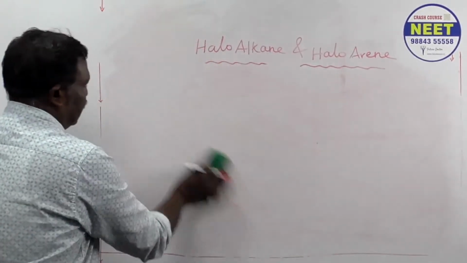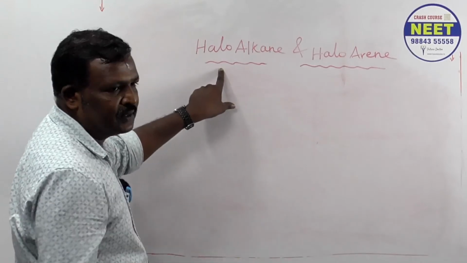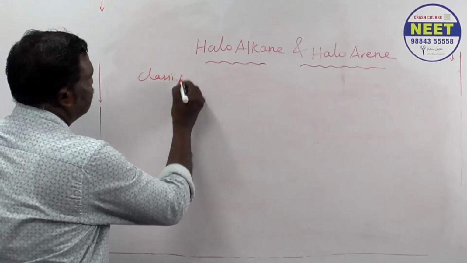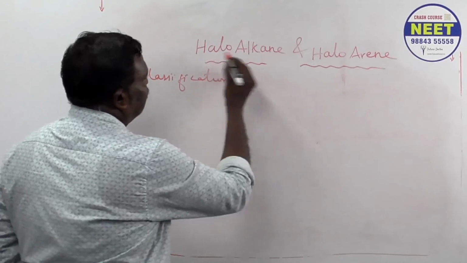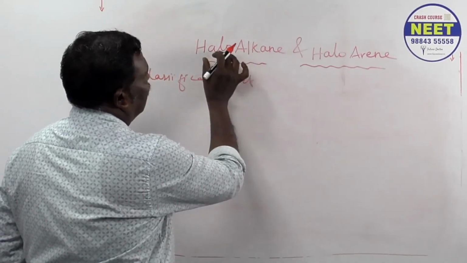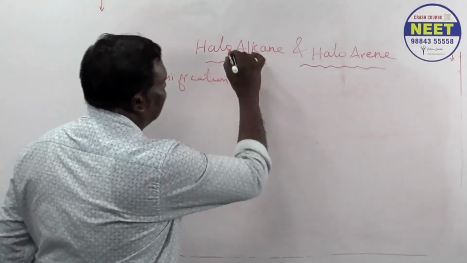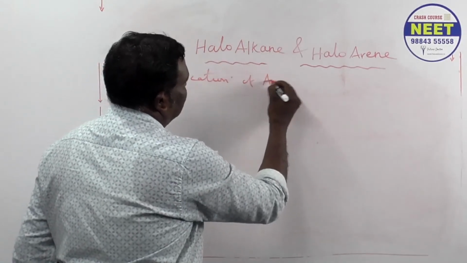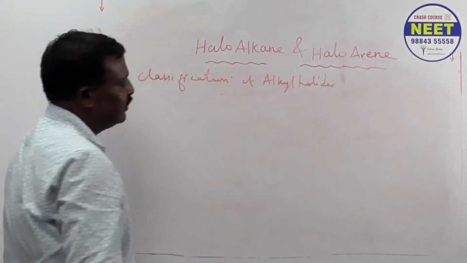See here, before we study the preparation of haloalkane, we have some classifications present. You put the heading: Classification of haloalkane. The other name is called what? Alkyl halides. Other names you must also know: alkyl halide. Understood?